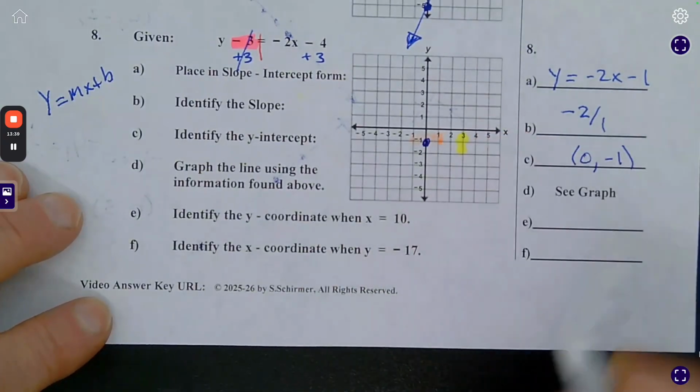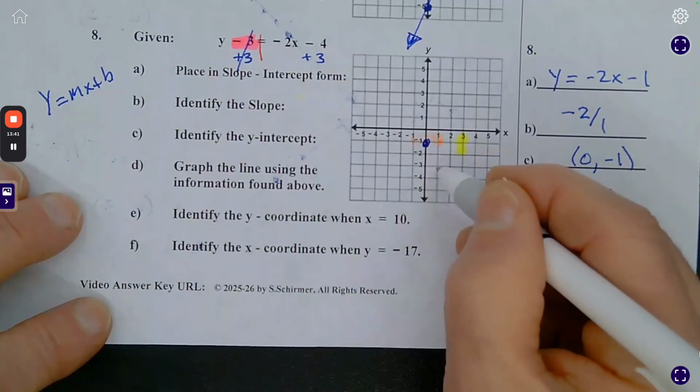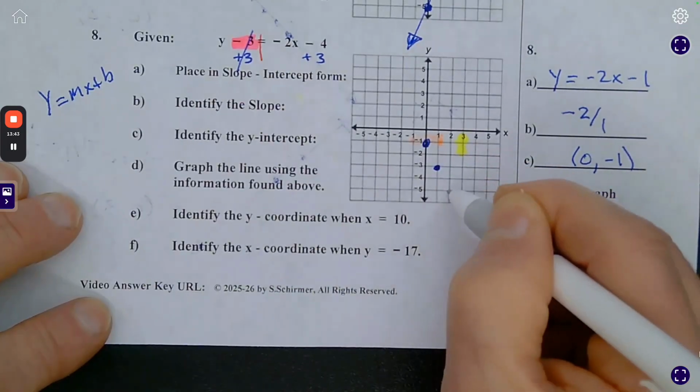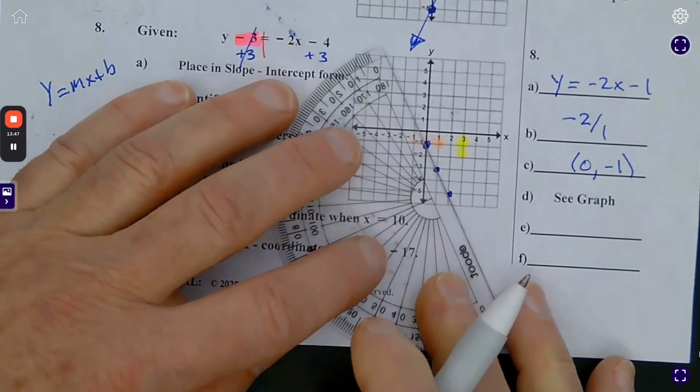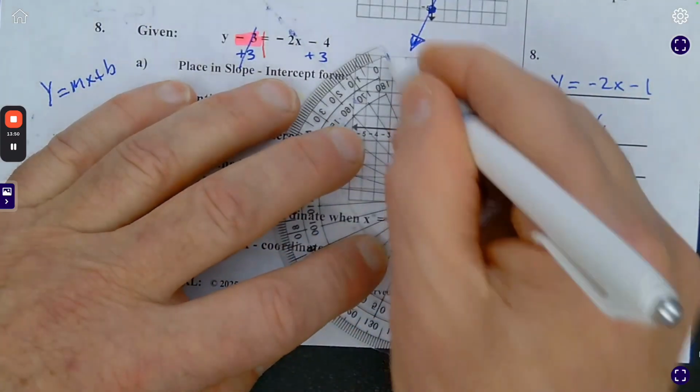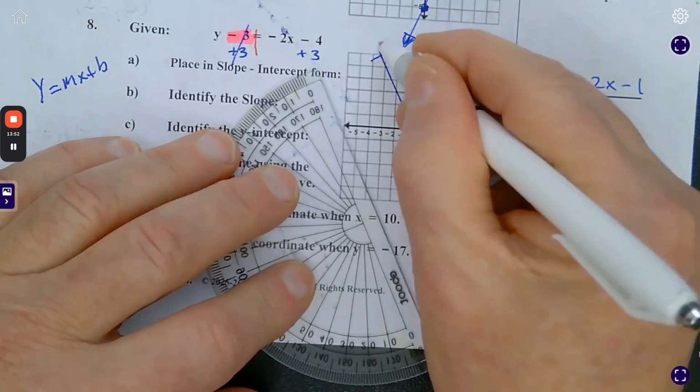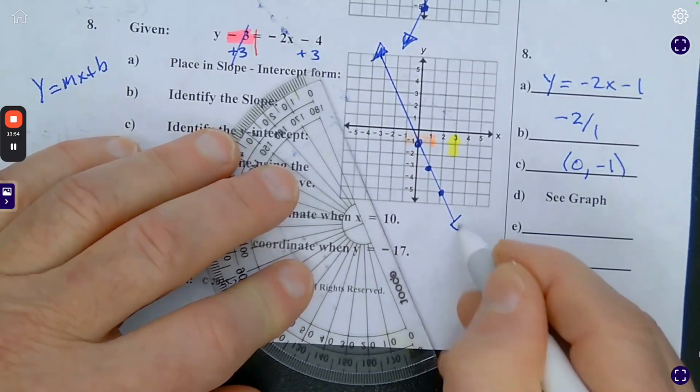There's negative 1. Now I'm going to go down 2, over 1. Boom, down 2, over 1. There's my pattern. I'm going to go ahead and draw that line. Oh, we almost had another collision. This worksheet is full of almosts.